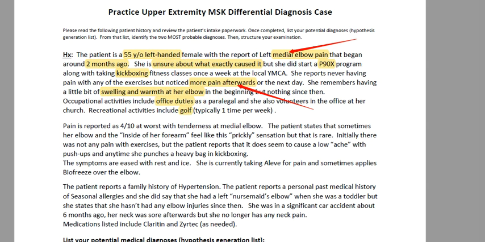So let's clean this up and look at the second paragraph. All right, so looking at this second paragraph, again, we see the medial elbow pain.